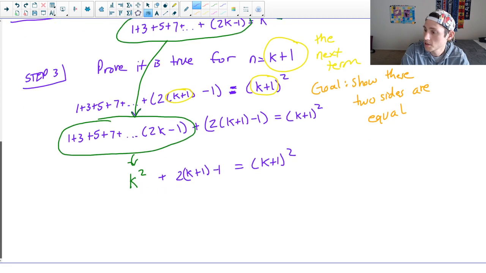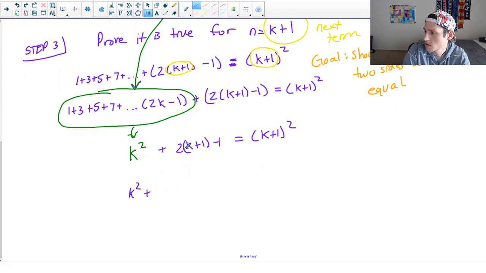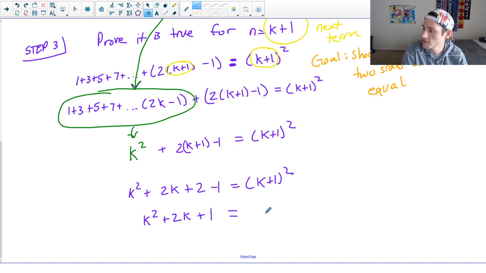Okay, so now let me keep rearranging. So that's k squared plus distribute 2k plus 2 minus 1. 2 minus 1, so that's k squared plus 2k plus 1 on the left side. And on the right side, k plus 1 squared, well, if I distribute that out, I would get k squared plus 2k plus 1. And check it out. The left side and the right side are equal. That was exactly my goal. That was what I was trying to prove. All right, I did it. I'm a master.